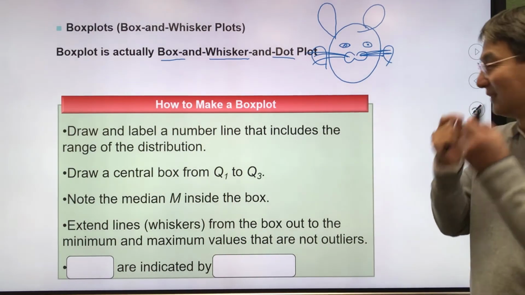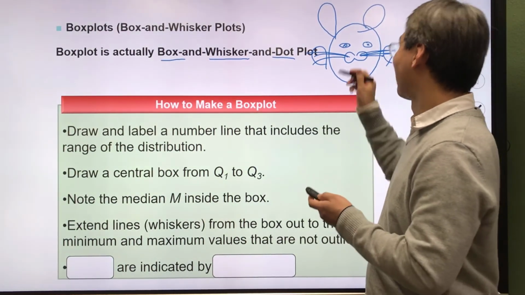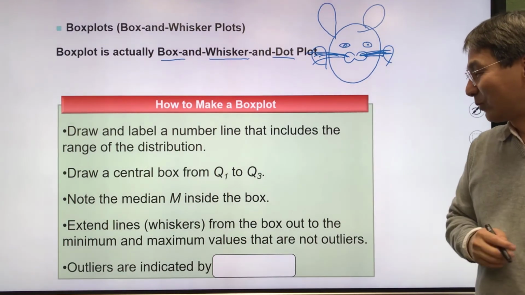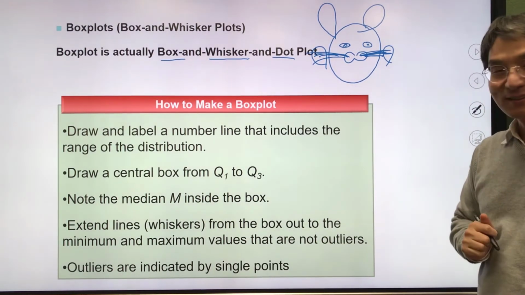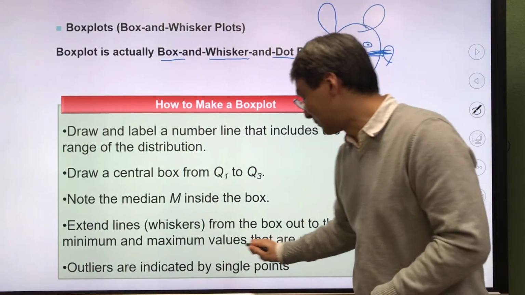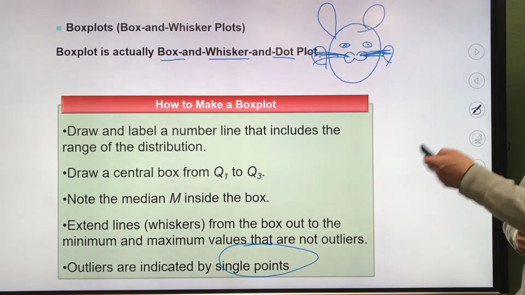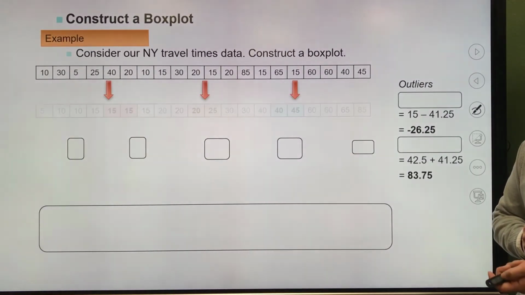It's a string, and this is a whisker. And why do we use a whisker? You will see it in the example. And we use single points for the outliers. Let me give you an example.